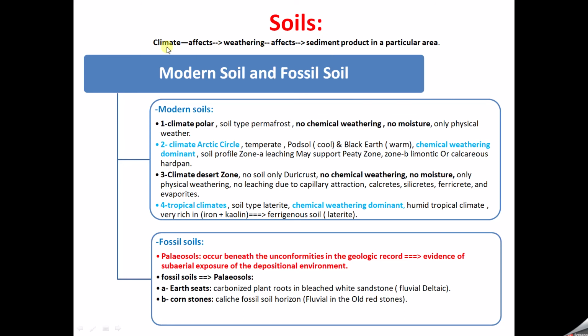So soils, climate affects weathering, and weathering affects the product or sediments in a particular area. We have modern soils and fossil soils. What are modern soils? They basically depend on climate, rain, and temperature.